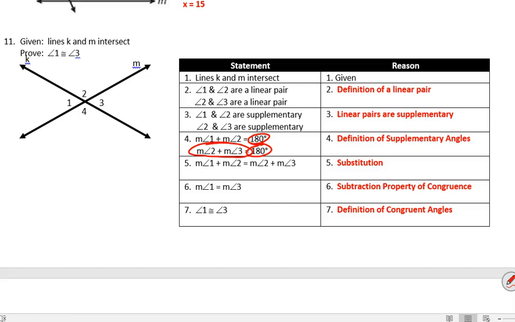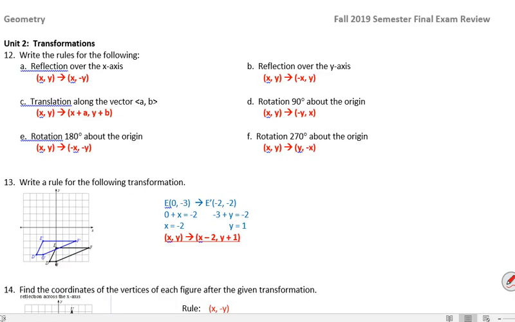So that's substitution. And then step 6 from step 5, notice that we subtracted angle 2 from both sides. And then our final step, remember, anytime we go from an equal sign to a congruent sign or from a congruent sign to an equal sign, the reason for that is the definition of congruent angles. So for number 12, you guys need to memorize these rules. You need to know them very quickly, easily, clearly, so that you are able to use them whenever you have any questions pertaining to this.